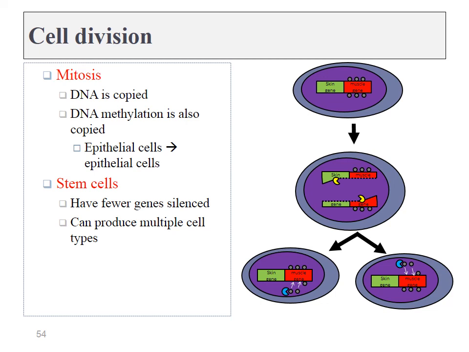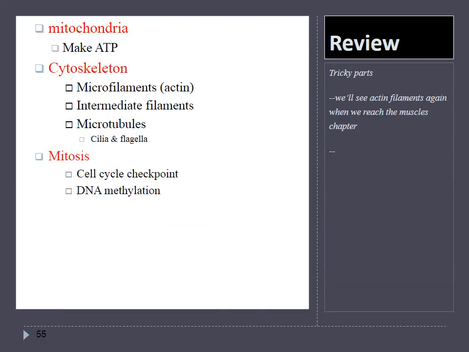To produce different cell types requires the activity of a stem cell, a cell that has not decided what it's going to become when it grows up and has not methylated a significant portion of its genes. So that's the mitochondria, the cytoskeleton, and mitosis, and that should be just enough cell biology to get us through the anatomy and physiology series.